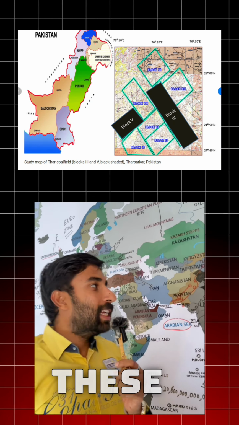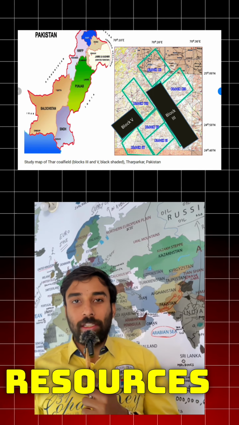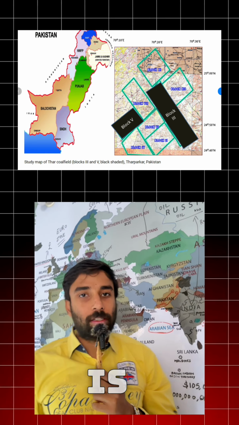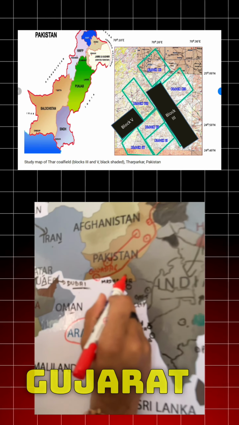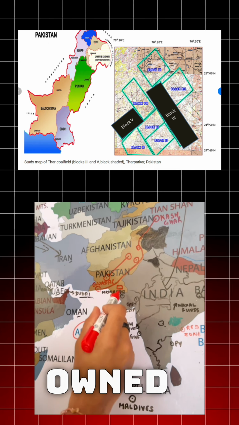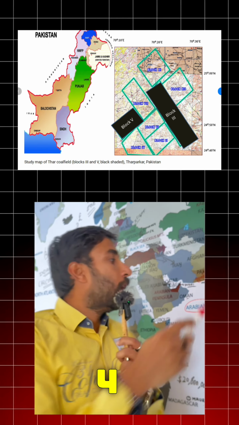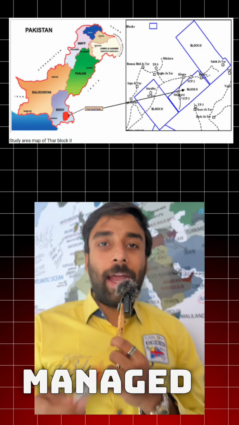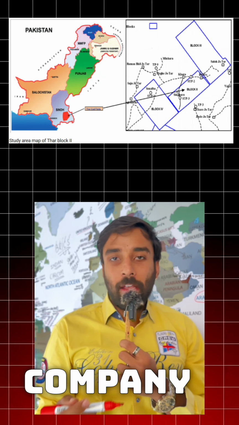Now to manage all these power plants, they need constant consumption of natural resources, out of which one is coal. And as you can see right here near the Rajasthan and Gujarat border, there is the Thar desert. So there are Thar coal fields which are completely owned and operated by China. It has block 1, block 2, block 3, block 4, all of them owned and managed by Shanghai Electric, which is a purely Chinese company.